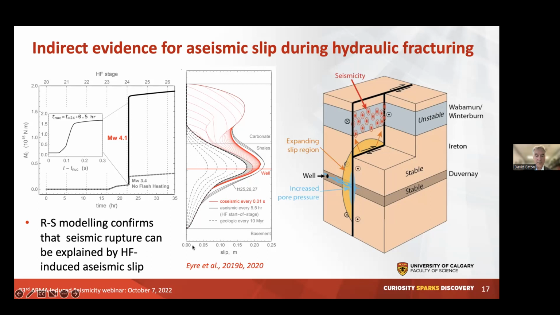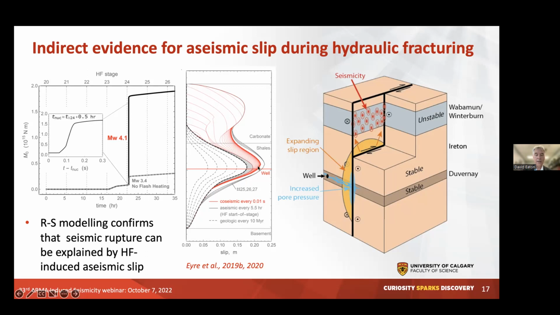So the diagram you're looking at right now, in the middle of this slide, the slip contours are shown here where this is 25 centimeters. So these dashed lines are showing slip on the fault modeled with this code every 10 million years. So exceedingly slow slip. And then slip that occurred aseismically during hydraulic fracturing is shown with gray contours every 5.5 hours. And they just merge together to create this gray zone that you can see here. And then the dynamic rupture is illustrated with the red contours. So these are every 0.01 seconds. And so we can see tens of centimeters of modeled slip on the fault.